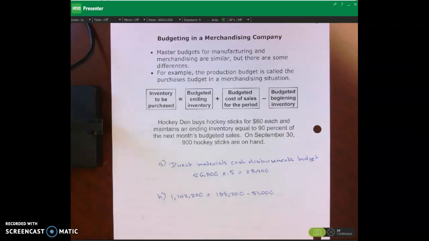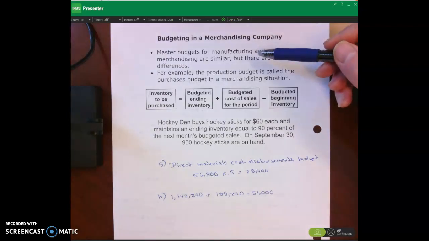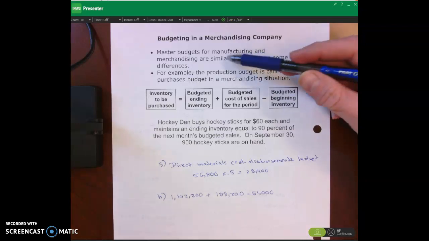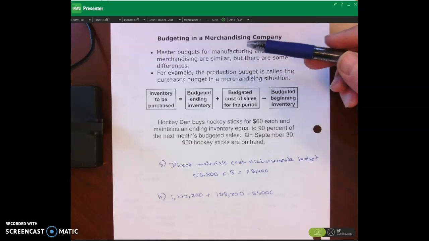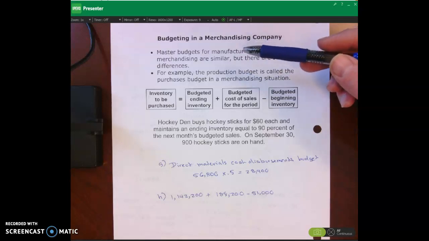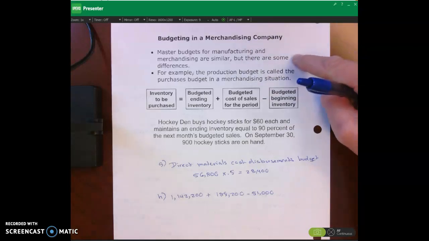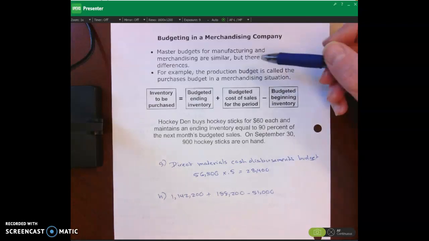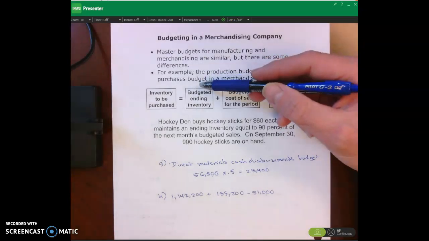Okay, so the master budgets between manufacturing and merchandising are pretty similar, but there are some differences. They are similar in the sense that they both have a sales budget, for example. They both have a selling and administrative expenses budget. But there are some differences, and one difference would be that there's no production budget in a merchandising company because they purchase inventory from a supplier, and then they resell it. That's what a merchandising company does. So rather than having a production budget, they have a purchases budget.